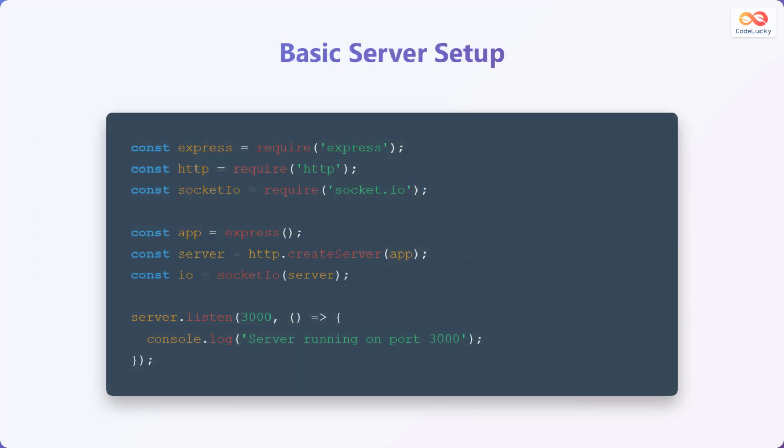Here's how you can set up a basic Socket.io server using Node.js and Express. First, require the Express, HTTP, and Socket.io modules. Then, create an Express application and an HTTP server using Express. Next, attach Socket.io to the HTTP server. Finally, listen for incoming connections on port 3000 and log a message to the console when the server is running.